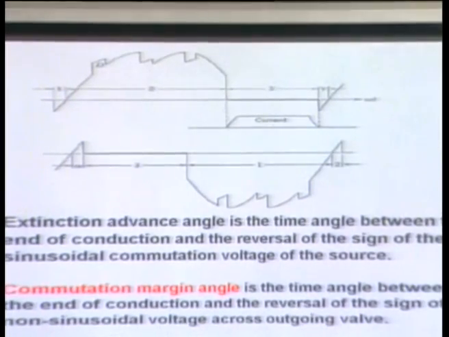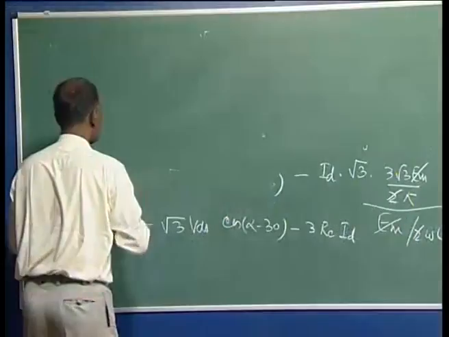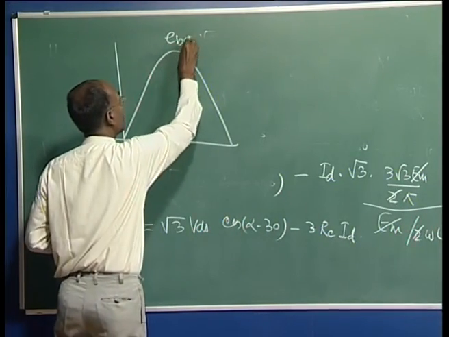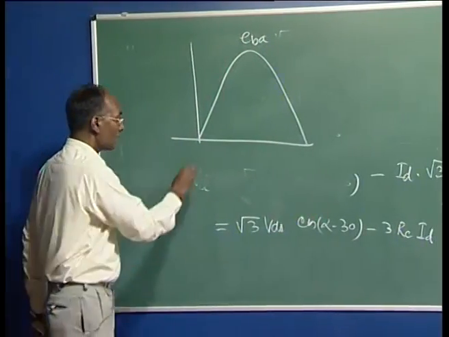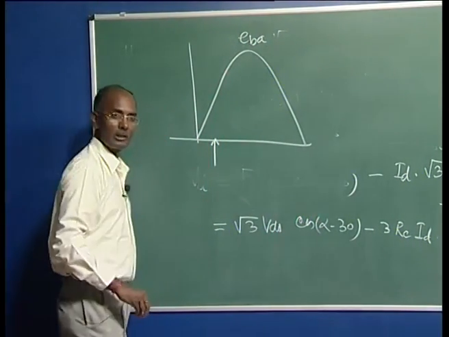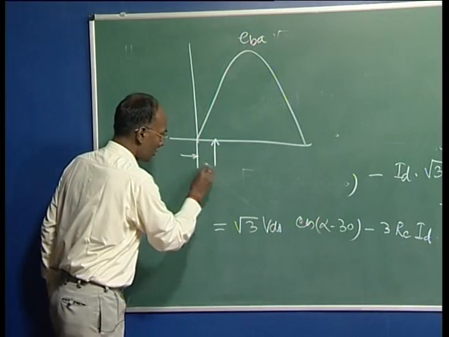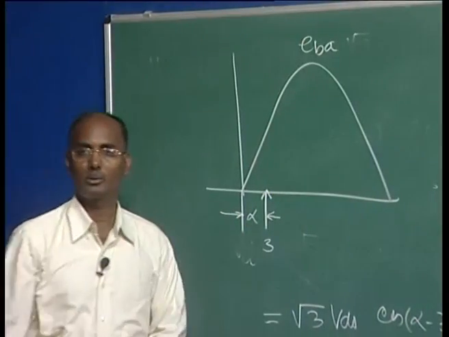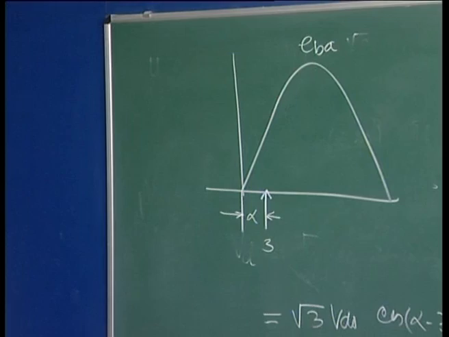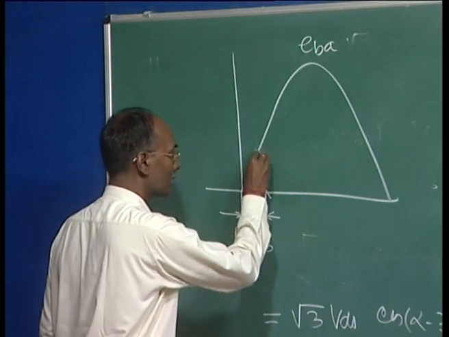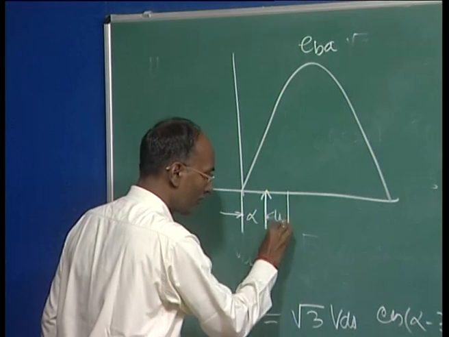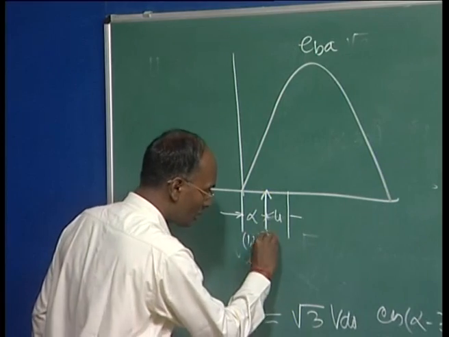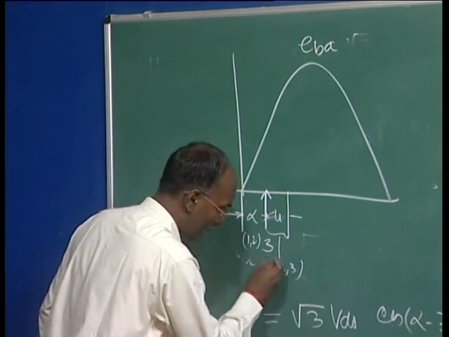commutation voltage of valve 3. As I said, the commutation voltage of valve 3 is nothing but your EBA. This is the valve 3 commutation voltage. Now, if your alpha is here, meaning you are giving a pulse to valve 3 here, this is your alpha. You have enough time for the other valve to turn off, and valve 3 will conduct, and there will be some overlap period where before that your 1 and 2 were conducting. During this period your 1, 2 and 3 are conducting.